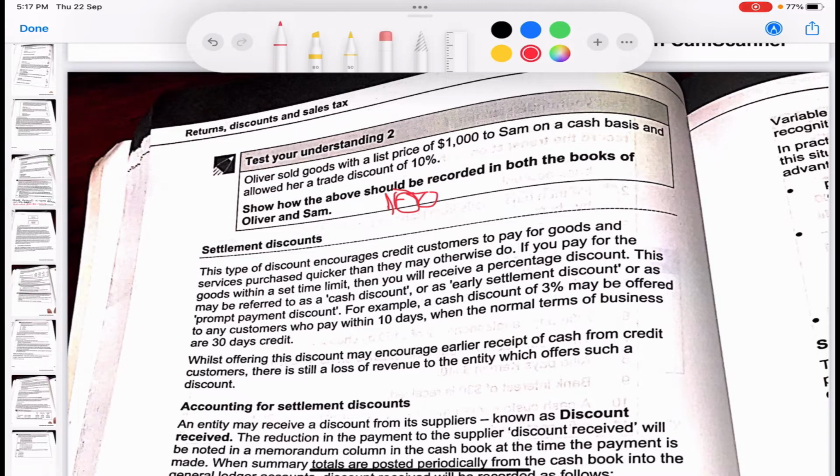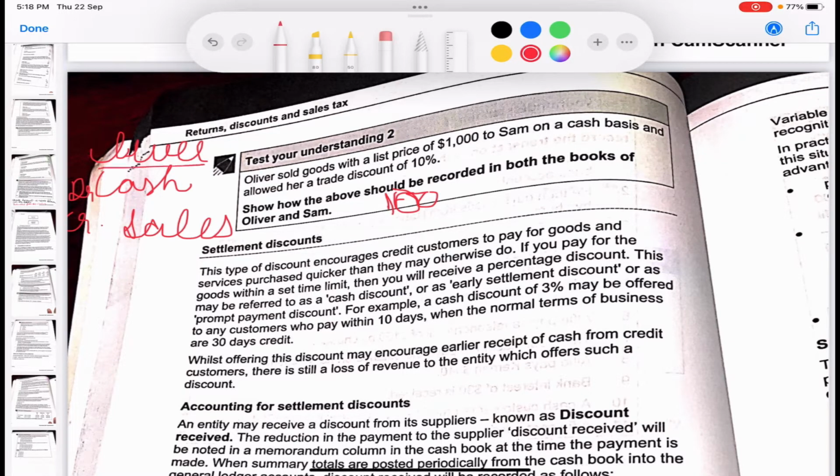Let us first record it in the books of Oliver. It would be sales, right? So it would be cash account debit, right? Debit cash account and credit sales account. This is in the books of Oliver, right?